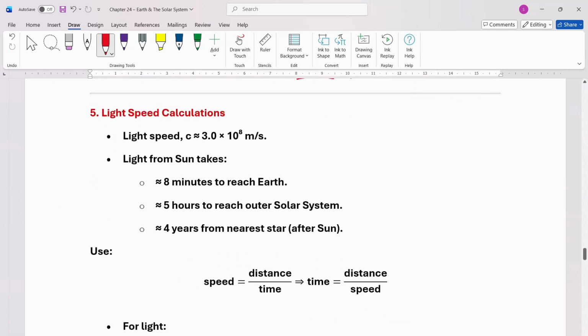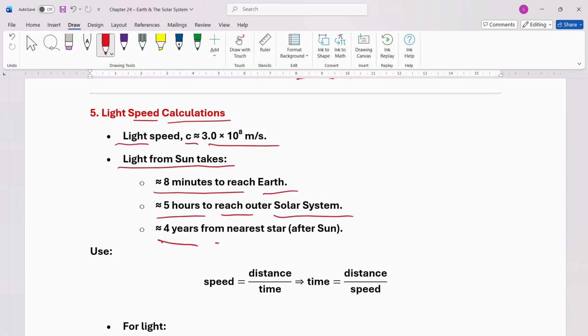Let's discuss light speed calculation. Light speed c is equal to 3.0 times 10 to the power 8 meters per second. Light from the Sun takes approximately 8 minutes to reach Earth, approximately 5 hours to reach the outer solar system, and approximately 4 years from the nearest star after the Sun.